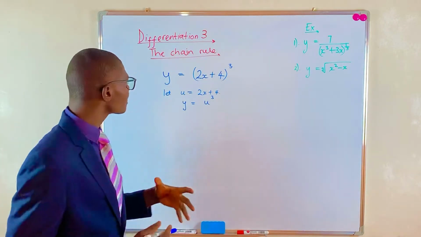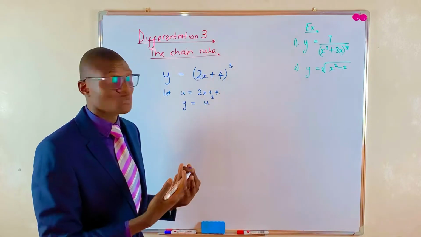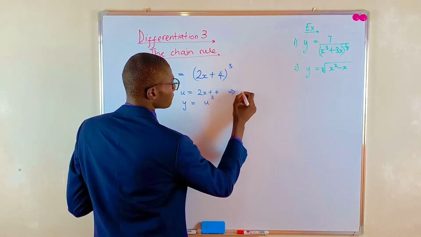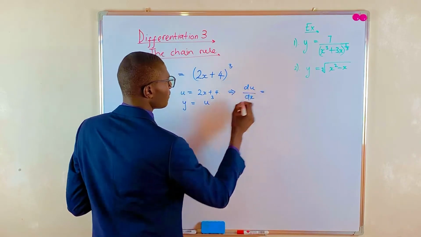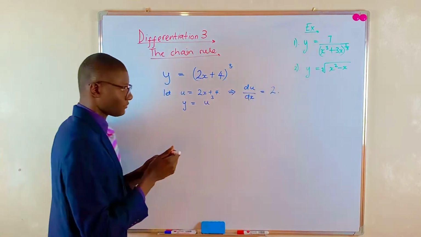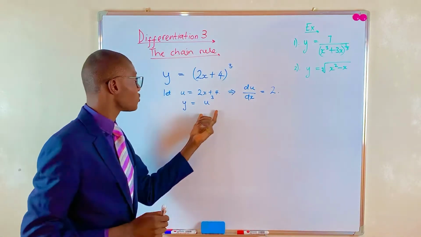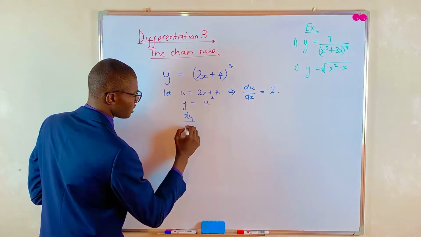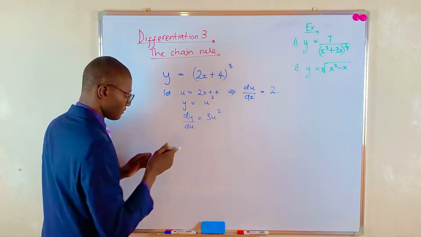The next move, we shall find du by dx. We shall differentiate u with respect to x. So du by dx would be equal to 2. And then we shall differentiate y with respect to u to find dy by du, and we shall get 3u squared.